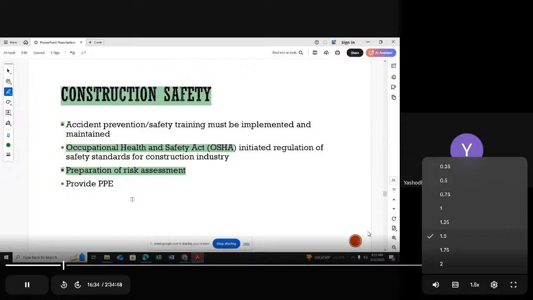When people are working on the high levels, right, the materials can come down from the high levels. It can create some damages. The people also can fall down. Material also can fall down. When we are working on the edges, those kinds of issues are there. Likewise, all the safety related issues you should identify during the pre-construction stage.